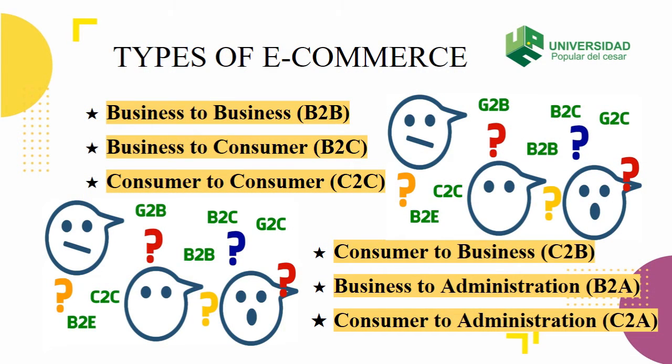Welcome everyone, my name is Eduardo Zequeira and I'm going to talk about a revenue model. Types of e-commerce. Commerce refers to the trading of goods and services. E-commerce is a modern-day invention that facilitates the trading of goods and services through electronic means, or more precisely, the internet. There are 6 different types of e-commerce platforms. For example, business to business, business to consumer, consumer to consumer, consumer to business, business to administration, consumer to administration.